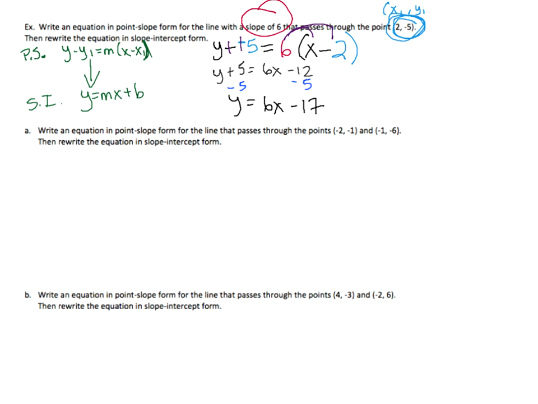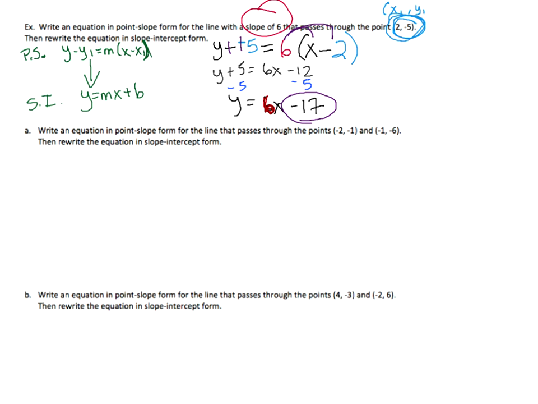There's your slope-intercept form. Notice your slope shows up here, and your y-intercept is negative 17. In other words, if I go and graph this function, it's going to cross the y-axis at negative 17, and moving from the y-intercept, it's going to go up 6, right 1.